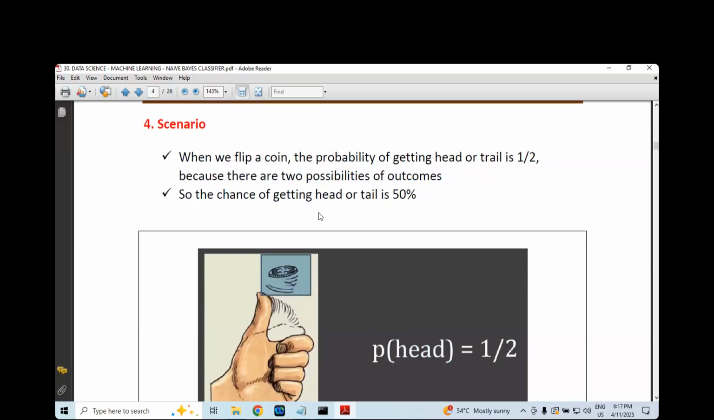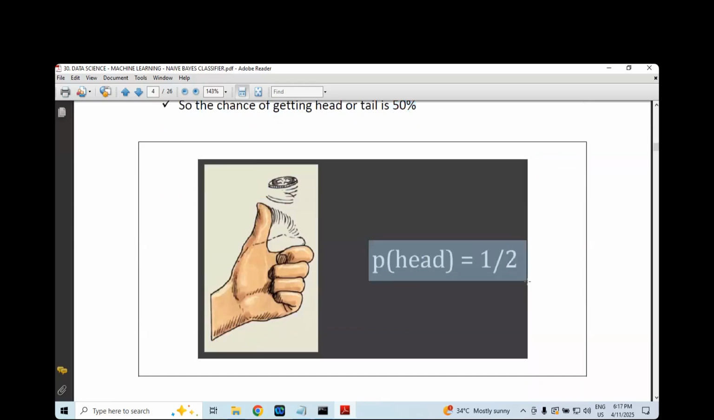So the chance of getting head or tail is what exactly? 50%. P of head equals 1 by 2. One outcome out of 2. One more time, one outcome. This is the probability of head.